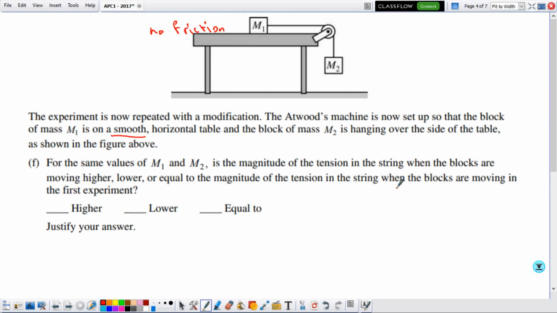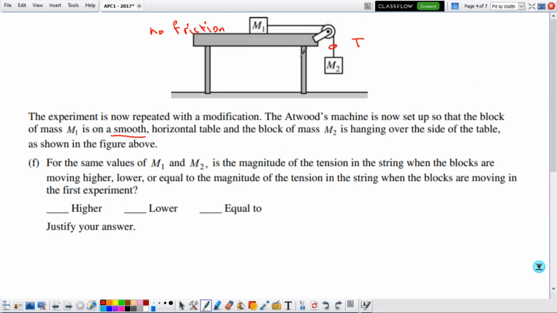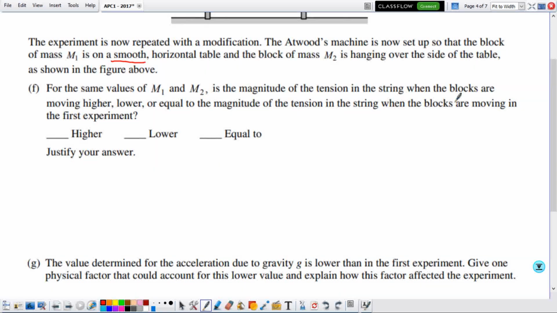For the same values of M1, M2, is the magnitude of the tension in the string when the blocks are moving higher, lower, or equal to the magnitude of the tension in the string when the blocks are moving in the first experiment? So we need to compare the tension in this string to the tension in the previous string for the previous modification. What will differ from this modification to the previous modification is the expression of the acceleration. So let's start our argumentation by referring to the acceleration of the system.